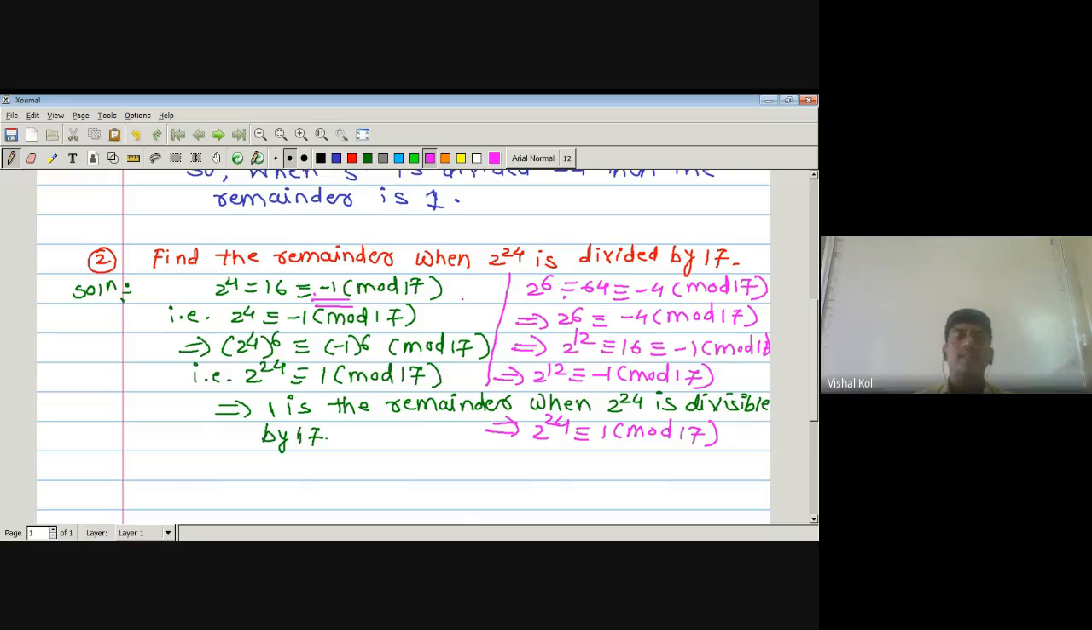कारण तुम्ही जर त्याची पॉवर घेतली म्हणजे हा रूल जर तुम्हाला यूज करायचा असेल: a is congruent to b modulo n, which implies a to the power k is congruent to b to the power k modulo n.